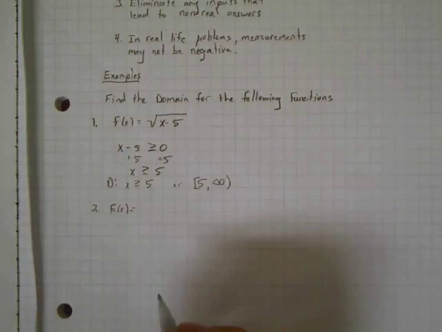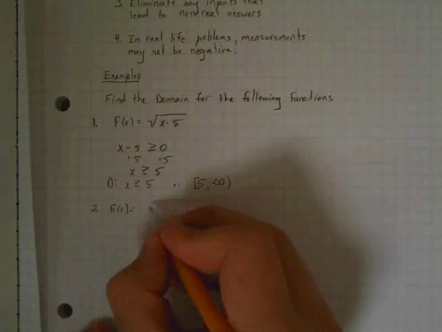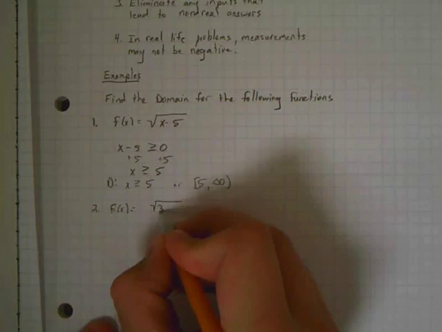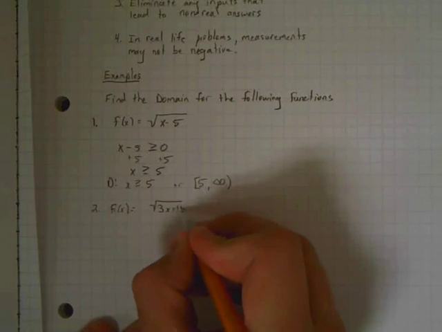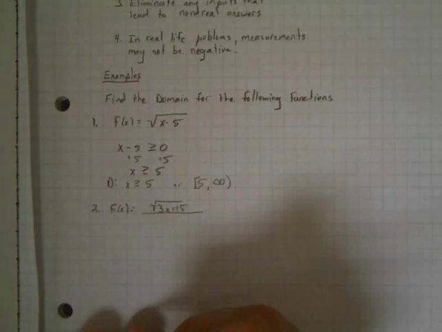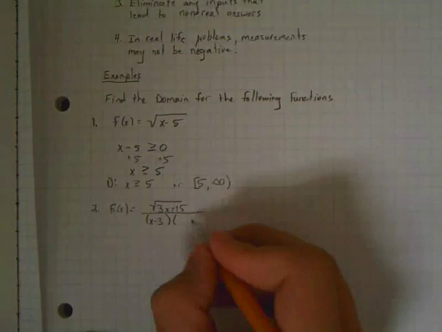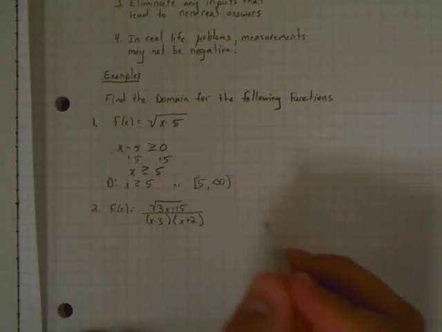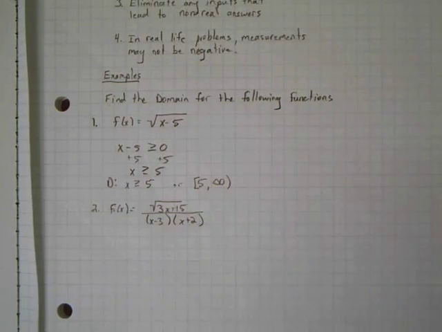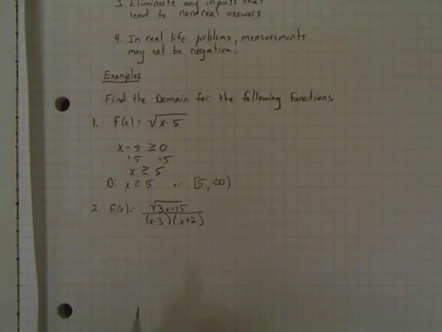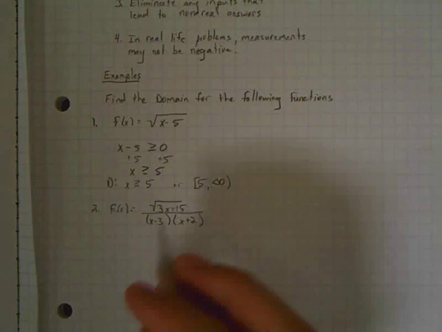And we'll start with the function f of x equals the square root of 3x plus 15, divided by x minus 3 times x plus 2. And we'll look at this function to see if we can determine what the domain is. So again, we start with all real numbers, and we're going to eliminate some going from there. So we'll look first at leading to division by 0. And we're trying to see what values are inputted for x that will give us 0.